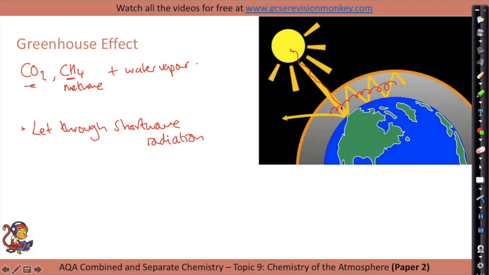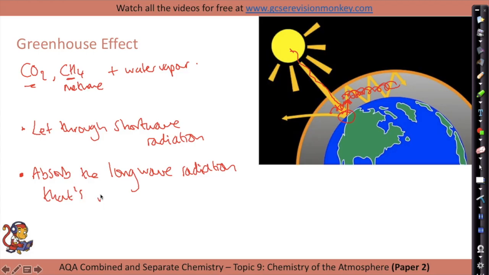And that goes through the greenhouse gases in the atmosphere to Earth, but then Earth will reflect back long wave radiation, and it is this radiation that is absorbed and re-radiated by the layer of greenhouse gases here. So they absorb the long wave radiation that's reflected back, and what they do is they re-radiate that back in all directions, including back to Earth.